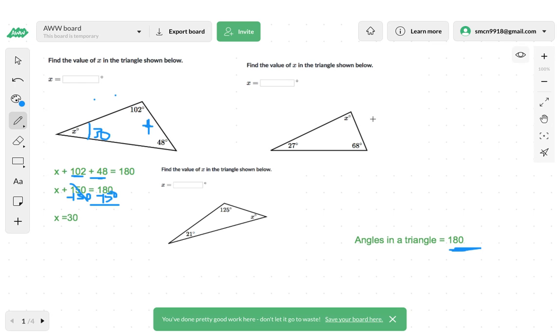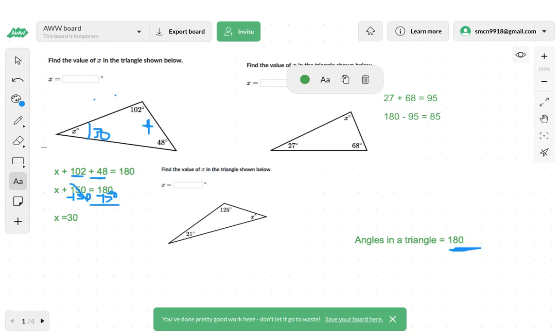Okay, so I'm going to do that with the next one. We're going to see what that looks like. So they said find the value of x, which is right here, when they give you these two angles. All right, so what I'm going to do is just add 27 plus 68, and I'm going to get 95. Once you put that in your calculator, your last step is to do 180 minus 95, and you should get 85.